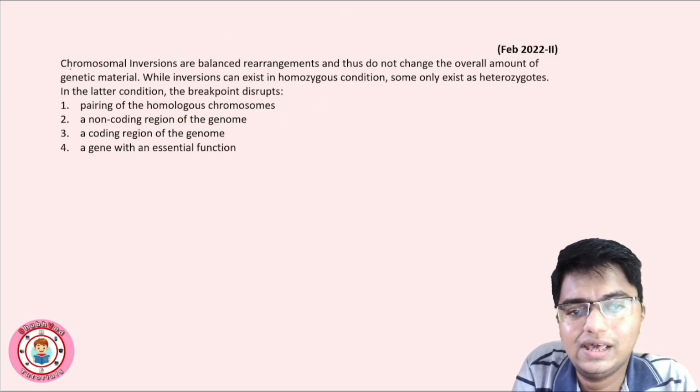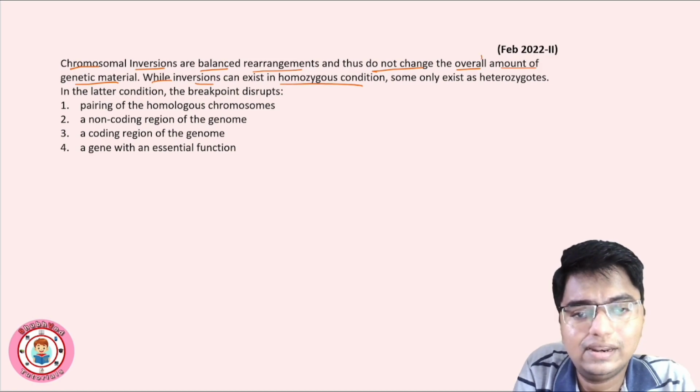First question: chromosomal inversions are balanced rearrangements and thus do not change the overall amount of the genetic material. When you are reading the question, the points are also very important. Inversion does not cause change in the amount of genetic material. Okay, this is very important. While inversion can exist in homozygous condition, some only exist as heterozygotes. In the latter condition, the breakpoint disrupts.